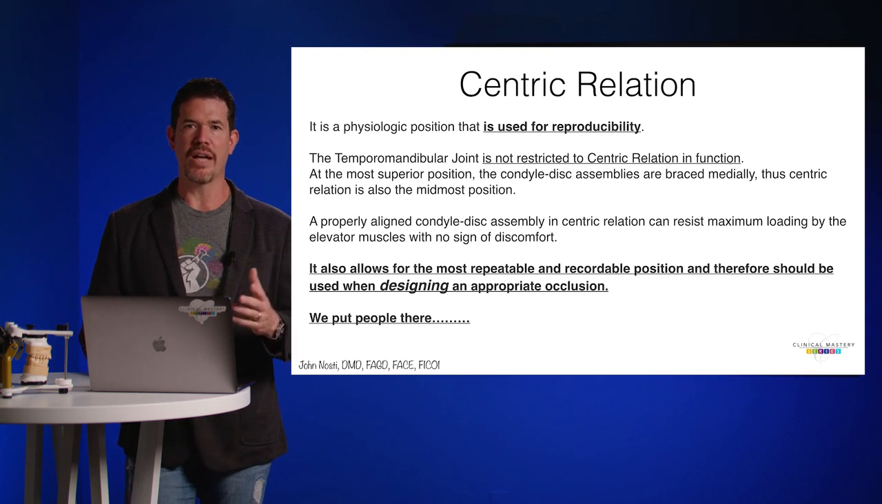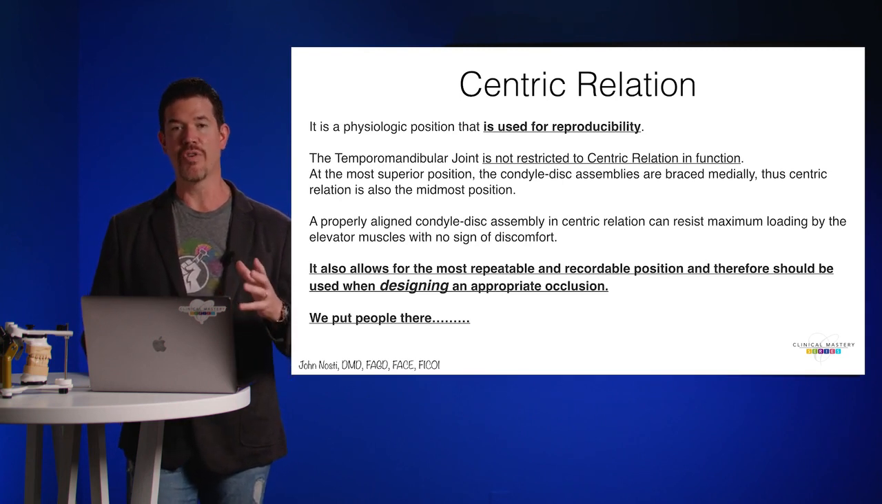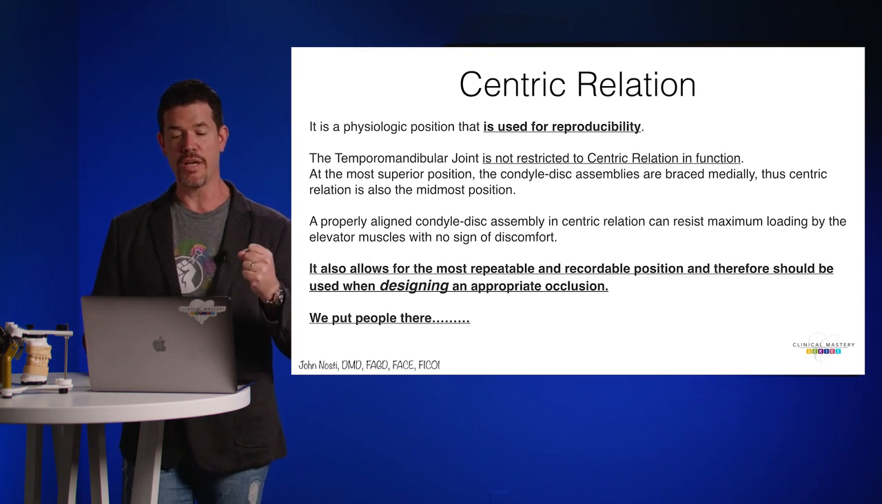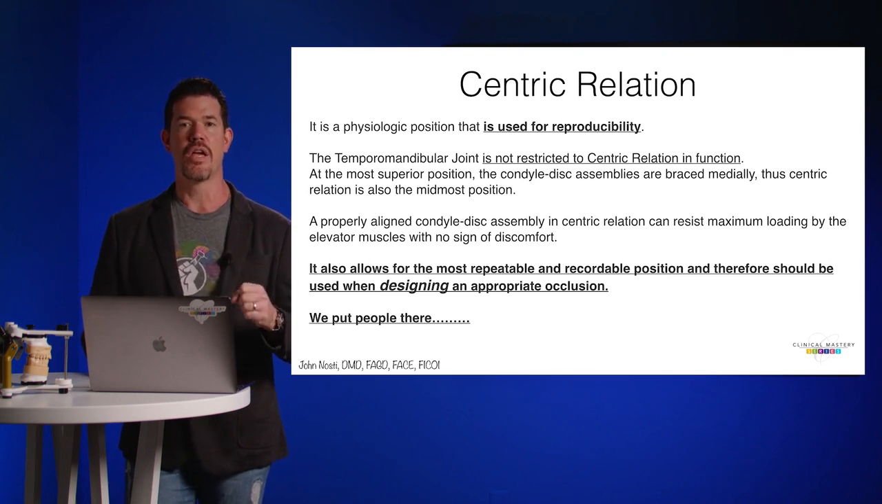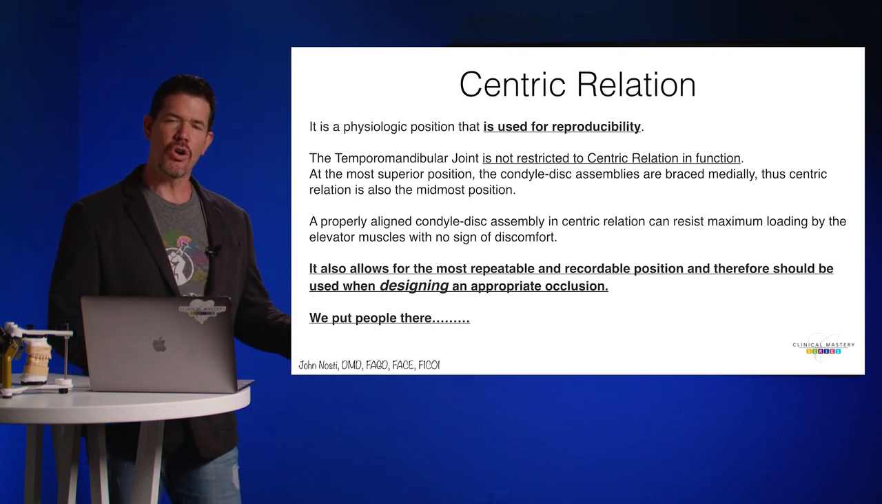A properly aligned condyle disc assembly in centric relation can resist maximum loading by the elevator muscles and show no signs of discomfort. So what I said earlier regarding having the disc lie between the bone of the jaw and the bone of the skull is important for health, because if the disc is out of position, what lies there? We'll talk about that momentarily.